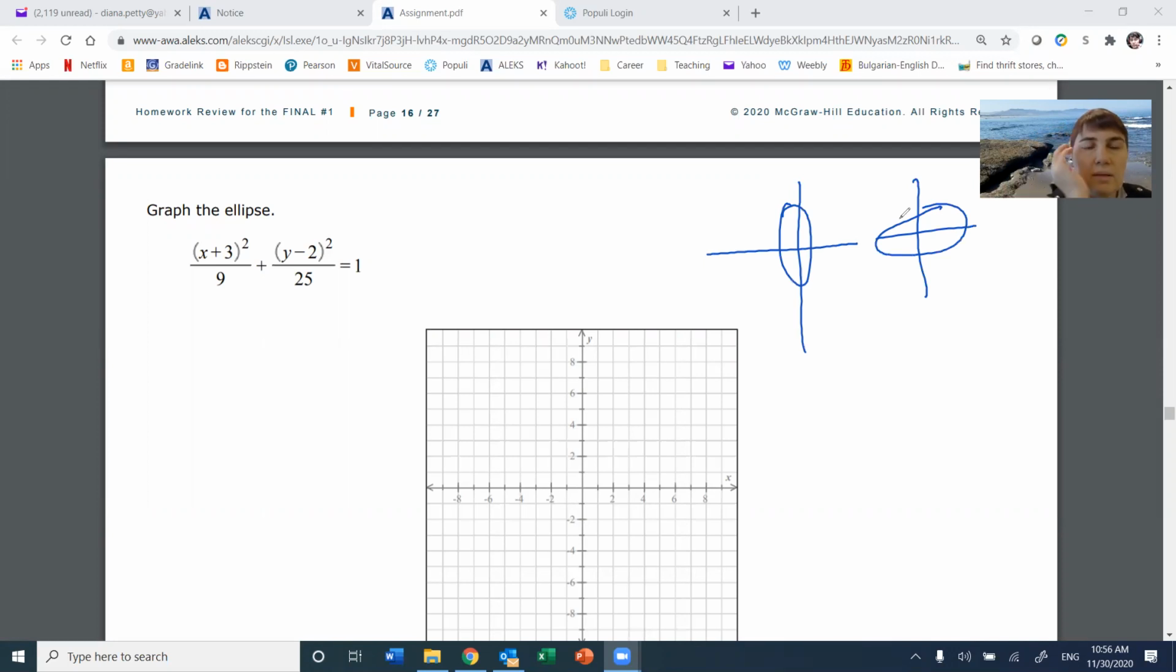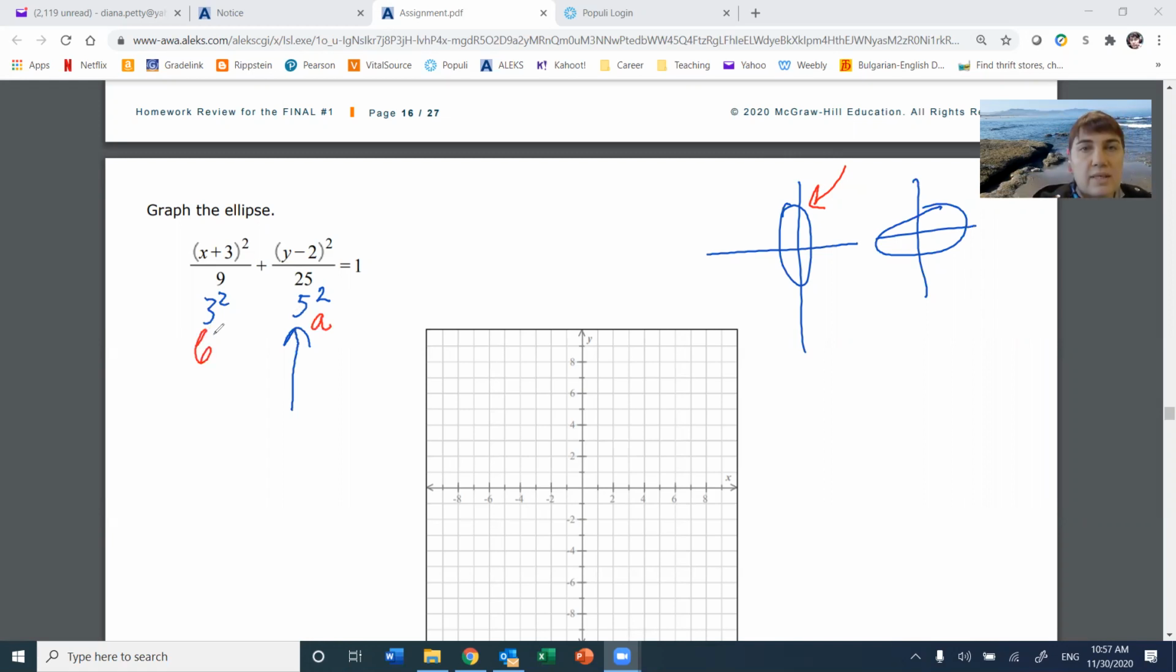So a and b, you're looking at which one has the larger number here, right? So the larger number is on the y, right? So this means that a, or the major axis, would be on the y. So it's going to be this one right here. Okay, so then for me, a would be 5. I don't know if it matters, b would be 3.